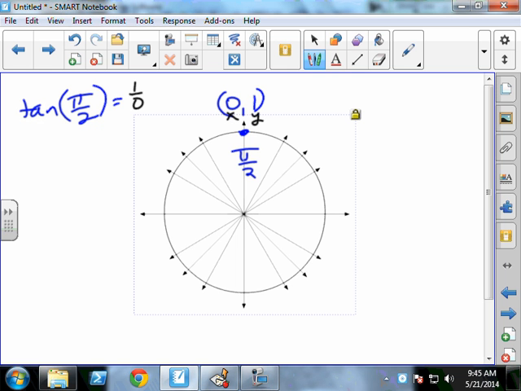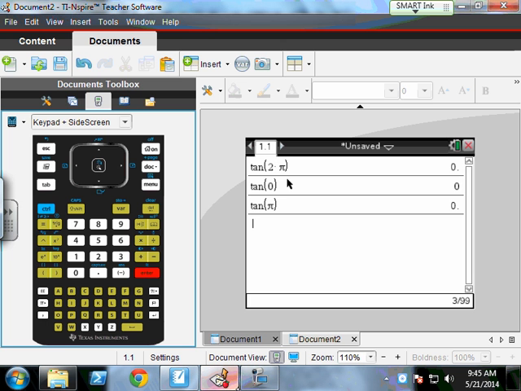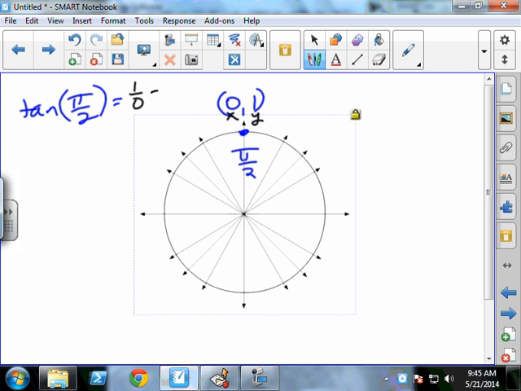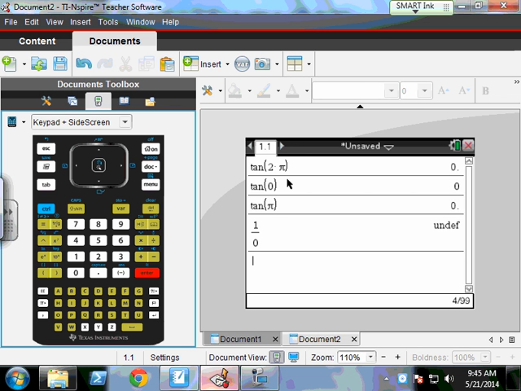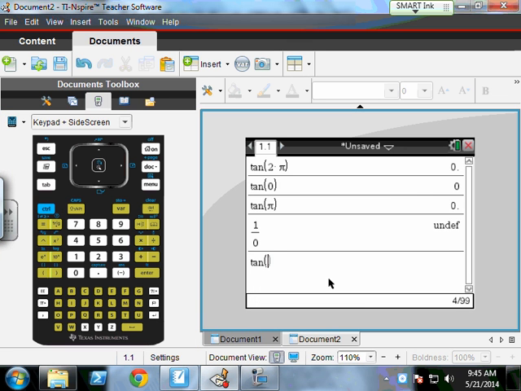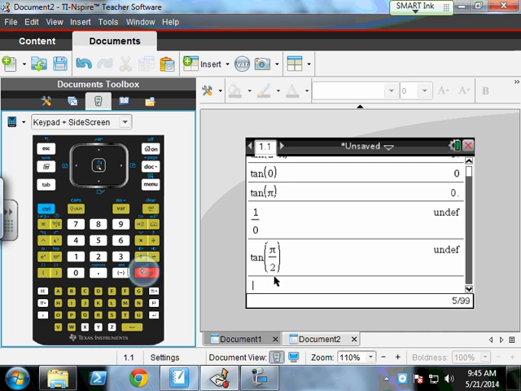Now, hopefully you remember from early on in the year, from chapter 2 when we studied vertical lines and their slopes, what happens when you divide by 0? 1 divided by 0 is undefined. So the tangent at pi over 2 is undefined.